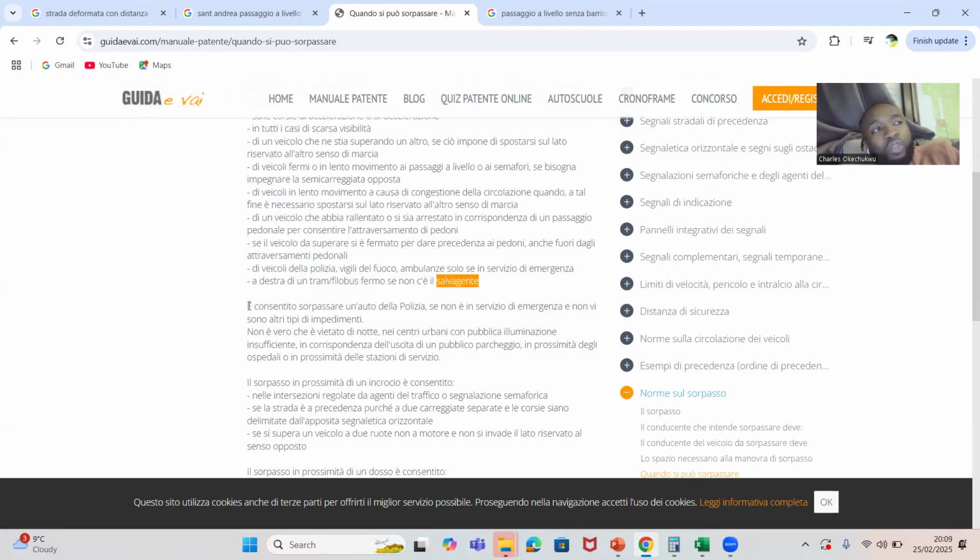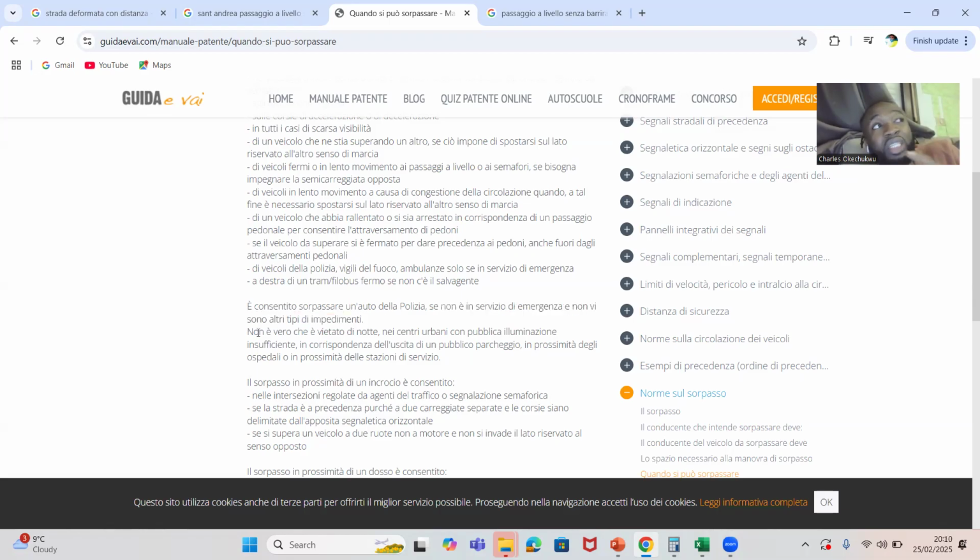Now we haven't finished the rules and regulations. Let's see again; they will still give us many things. È consentito sorpassare un'auto della polizia. Because the patente is not a confusing exam, they went deeper to tell you, watch, it's allowed for you to overtake police if they are not in emergency service. If police are just doing their own patrol and you overtake them, why not? And there are no other impediments, nothing is stopping you from doing it. Is it clear? Next one.